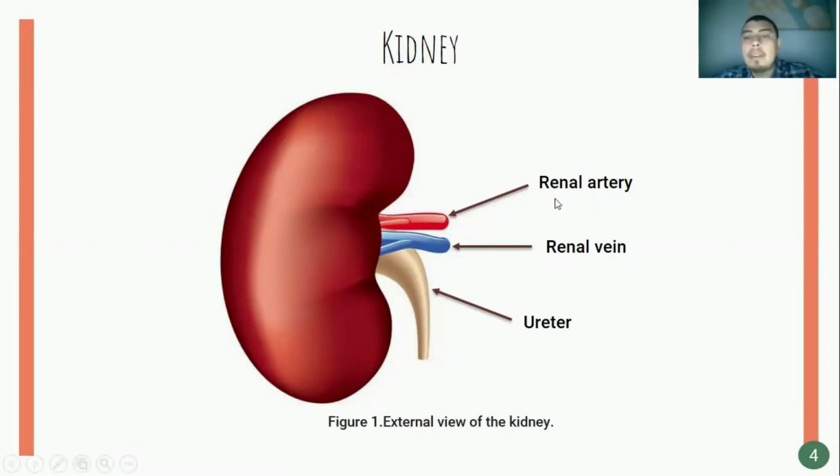So here we have the kidney. The blood flow enters through the renal artery, and there it divides into the renal vein and the ureter, where the waste elimination goes through.